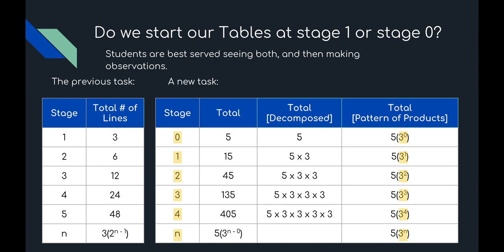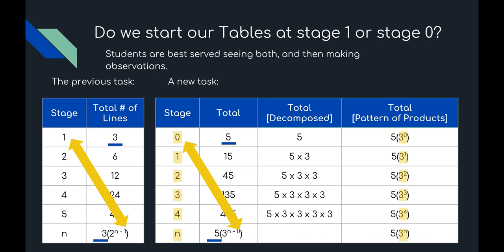Just like when we examined the linear ones, notice that whatever our starting stage was is reflected in the exponent. When we started at stage 1, it was n minus 1. When we started at stage 0, it was n minus 0, or just n. Also take a look at our initial value. Once again, whatever our initial value is, it's the product in front, or the lead coefficient, for this exponential expression.